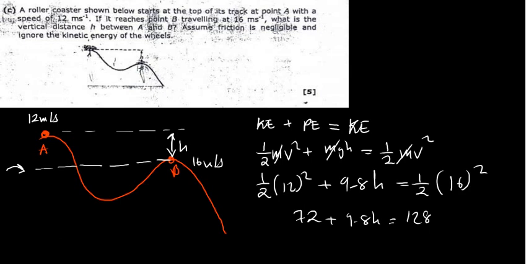I'll take 72 to the other side, so 9.8 h is going to be 128 minus 72, which gives us 56, and we divide both sides by 9.8. That is going to give us 5.7 meters. So that is the height h which is being asked for.